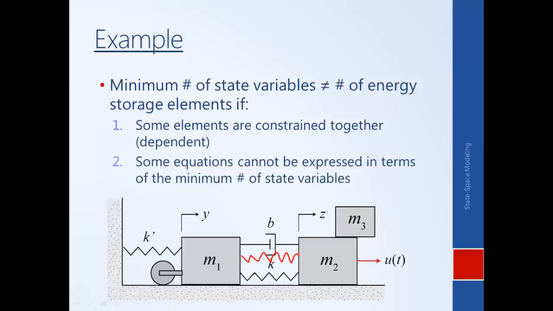Another situation where we might need extra state variables is if some terms in our equations can't be expressed in terms of the minimum number of state variables. So in the previous example, x1 was equal to y minus z. If it turned out that we wanted y to be our output, then we would have to break this up. We wouldn't be able to express the output in terms of x1 and x2 and x3 if we wanted to control y, or we wanted to know what y was doing. So that would be a situation where we would need extra variables in order to get the output that we desire.